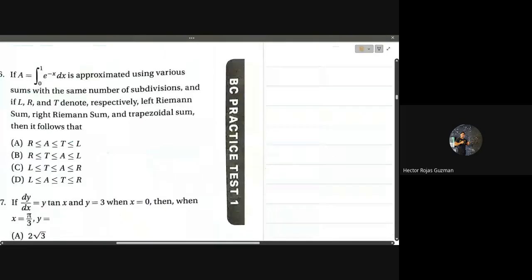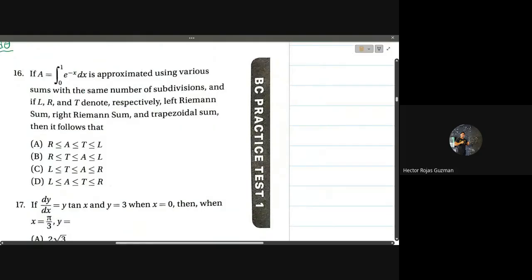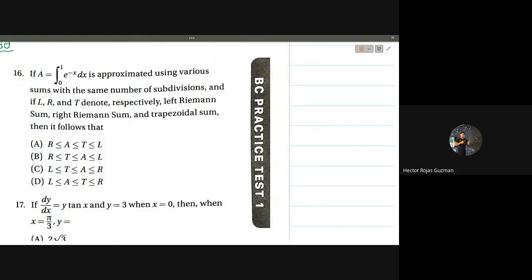Number 16. If a equals the integral from 0 to 1 is approximated by using various sums with the same number of subdivisions, and we're using a left Riemann sum, a right Riemann sum, and a trapezoidal sum, which one is true?